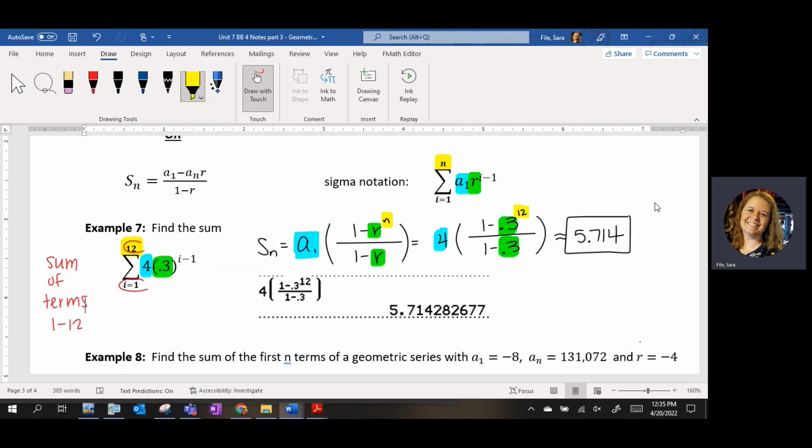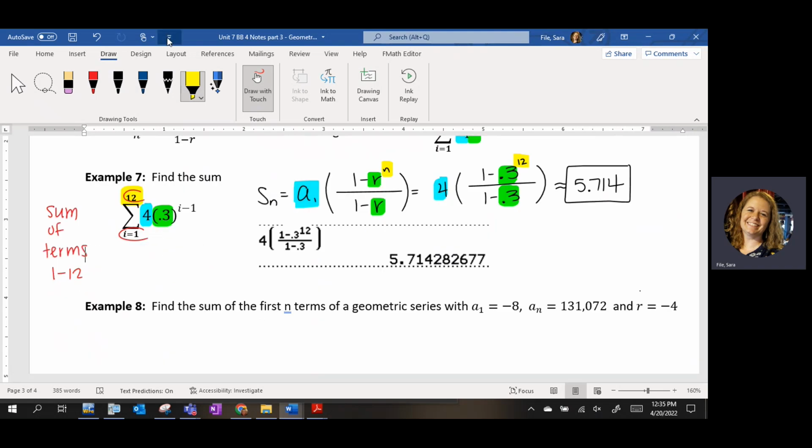Okay, now 8 is a little different. They don't give it to you in sigma notation, and you don't know the number of terms. Here, we knew it was 12 terms because the sigma notation said terms 1 through 12. Here, it just says, find the sum of the first n terms, and I don't know how many terms there are.